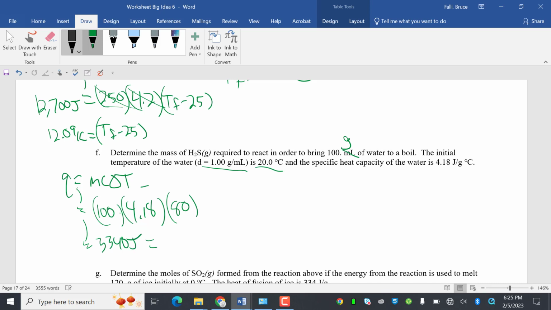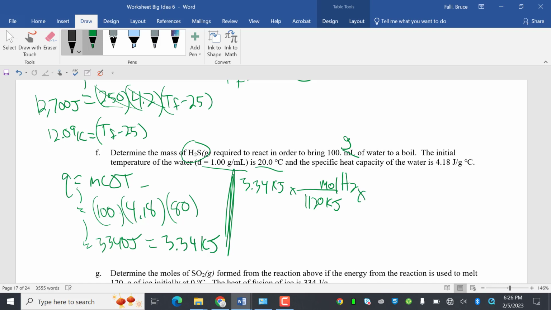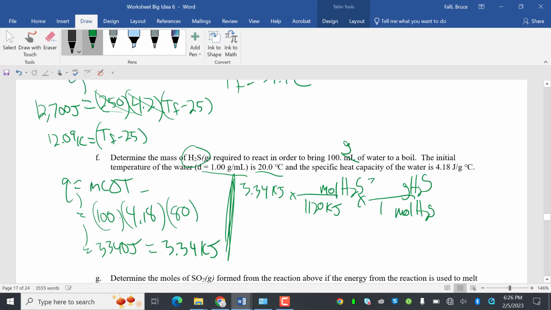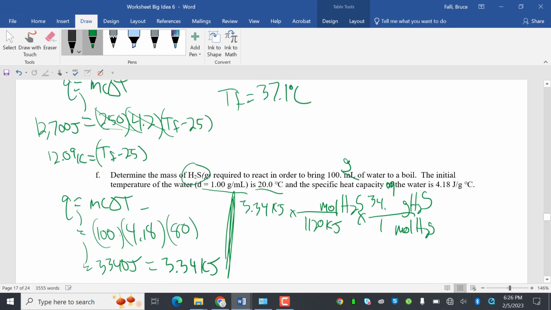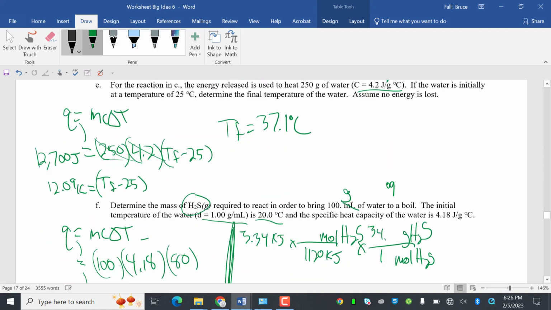Okay. So I'm going to change that to 3.34 kilojoules because that's what we're going to use with our balanced equation. Remember how we had 1120 kilojoules per mole? So 3.34 kilojoules times the coefficient over 1120 kilojoules, and we're doing moles of H2S. Oops, I have to get out of moles of H2S and go into grams of H2S. So that was 34.09. I remember that. I forgot the coefficient for H2S. Oh, there it is. It's 2.